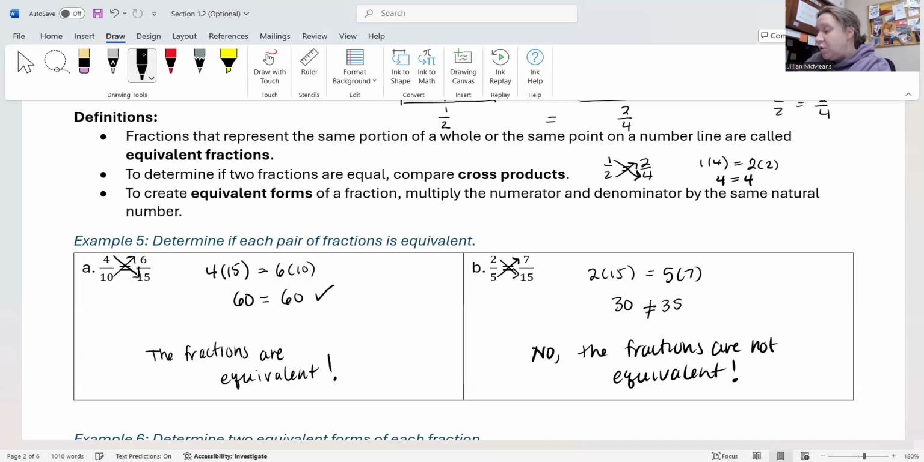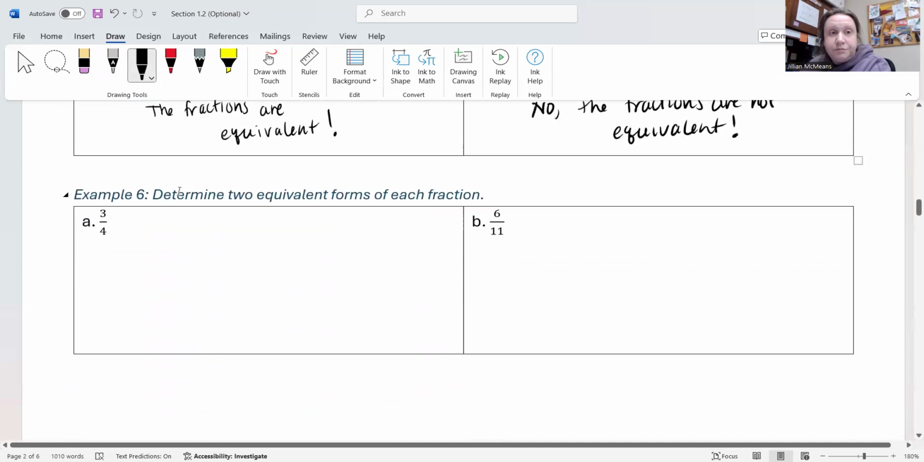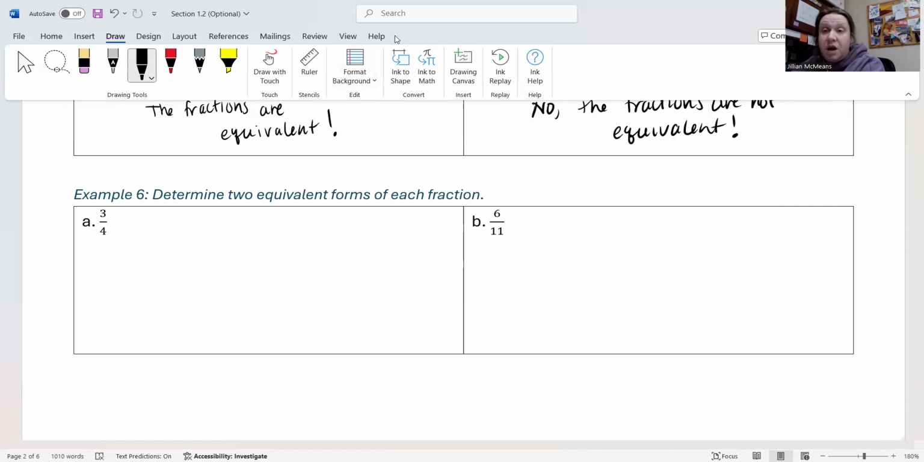So that's a quick, very easy test that you can do to see, right off the bat, if 2 fractions are equivalent or not. Now let's look at example 6. For example 6, it says determine 2 equivalent forms of each fraction.